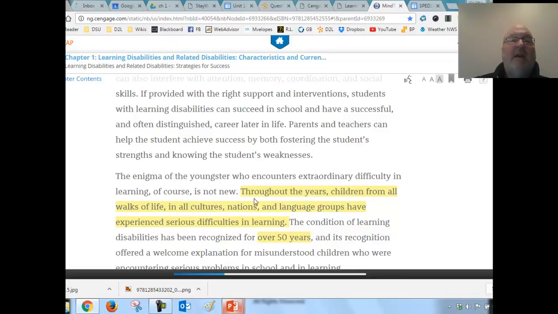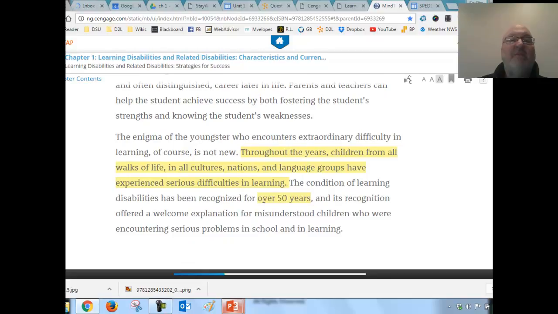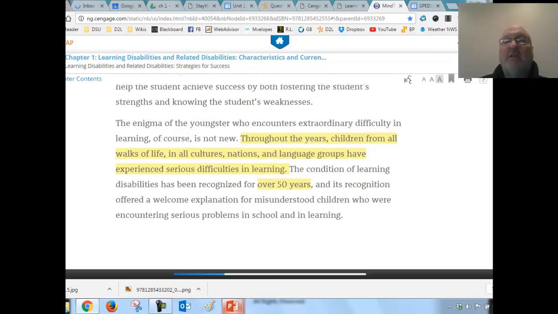Walks of life. This is big too. There's a question on the test about this. Who is this? Throughout the years, children of all walks of life, all cultures, nations, and language groups have experienced some difficulties. And this condition has been recognized for over 50 years.